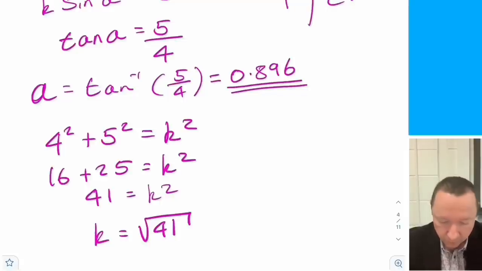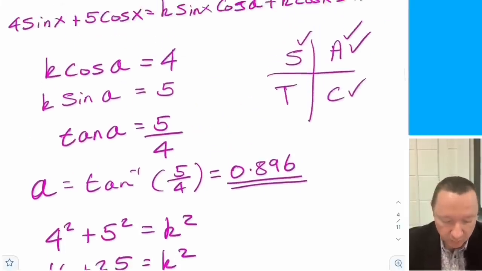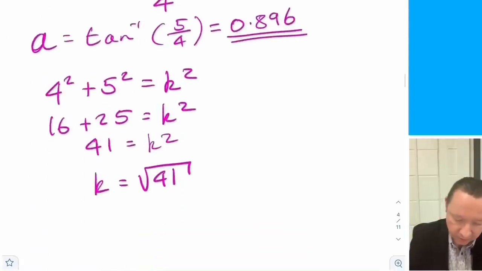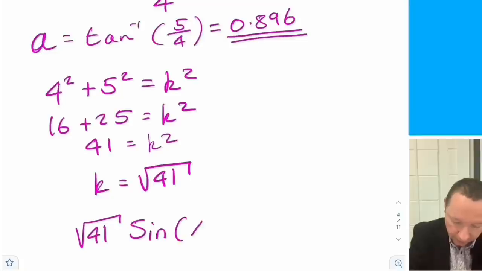So then just to answer the question, remember the question was expressed in the form k sine x add a. So as k sine x add a, we've got root 41 sine x plus 0.896.